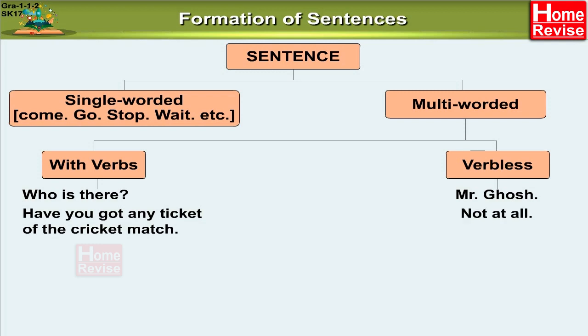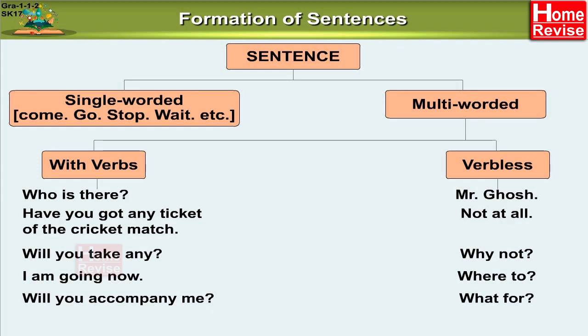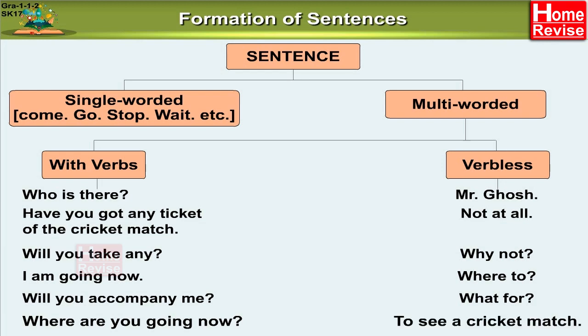Verbless: Not at all. With verb: Will you take any? Verbless: Why not? With verb: I'm going now. Verbless: Where to? With verb: Will you accompany me? Verbless: What for? With verb: Where are you going now? Verbless: To see a cricket match.